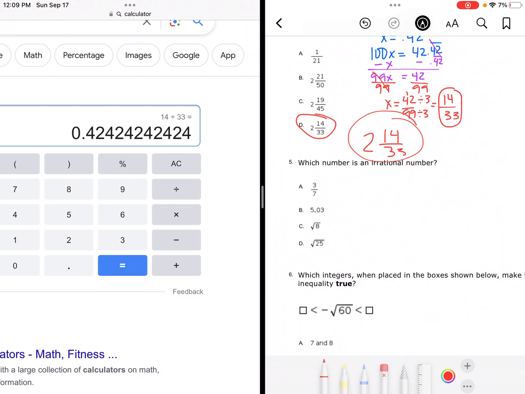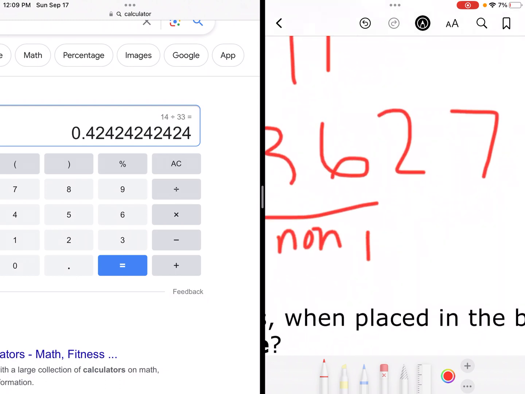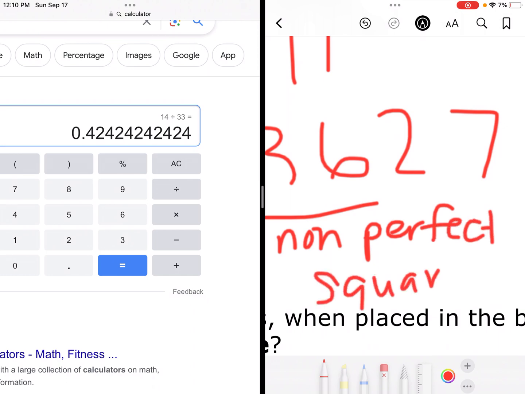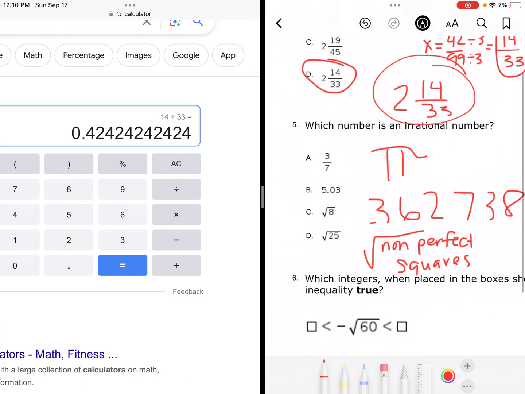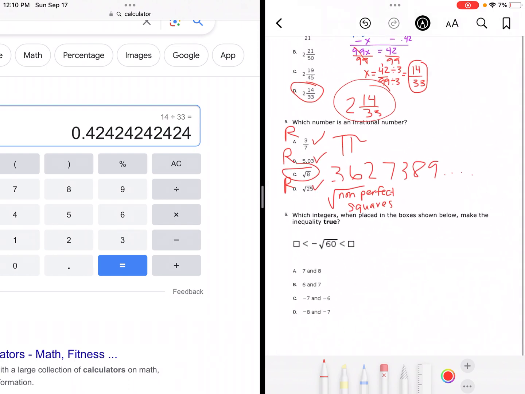Which one is an irrational number? So I remember that pi is irrational. I remember decimals that go on forever with no pattern, so like 3, 6, 2, 7, 3, 8, 9, no pattern. And I know square roots of non-perfect squares. So this is rational, this one's rational, and 25 is rational because the square root is 5. So C should have been your answer.